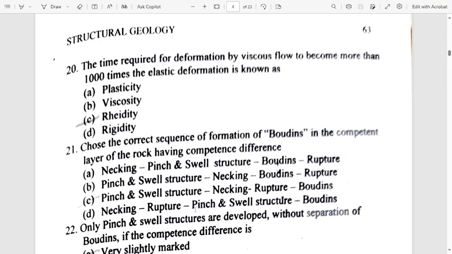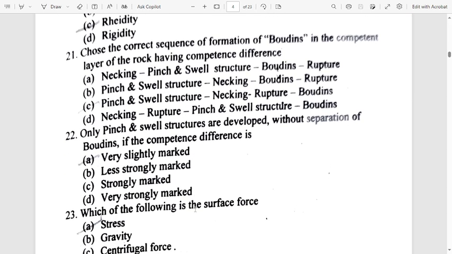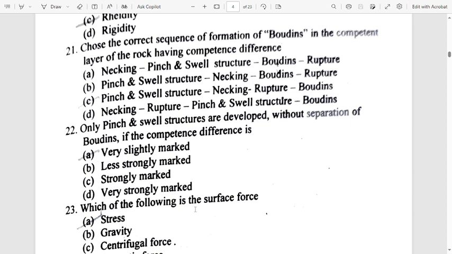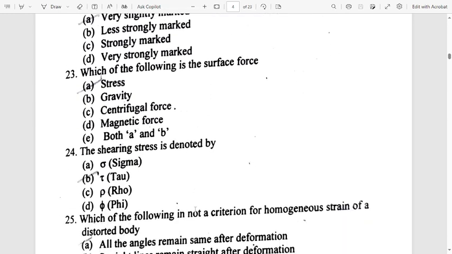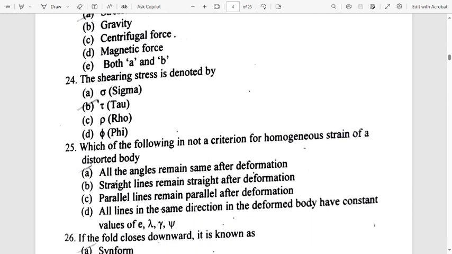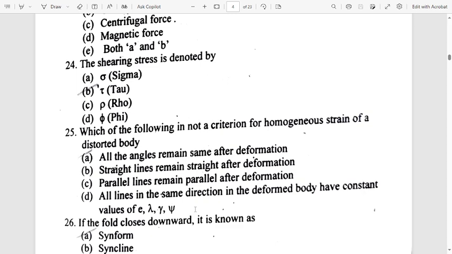Pinch and swell structure, necking, rupture, boudins. Only pinch and swell structures are developed without separation of units if the competence difference is very slightly marked. Which of the following is the surface force? Stress. The shearing stress is denoted by tau. Okay, shear stress is tau.